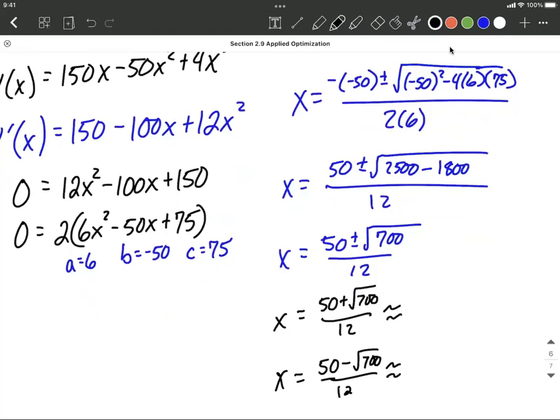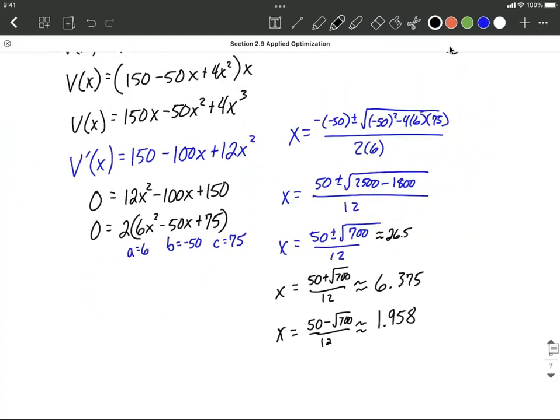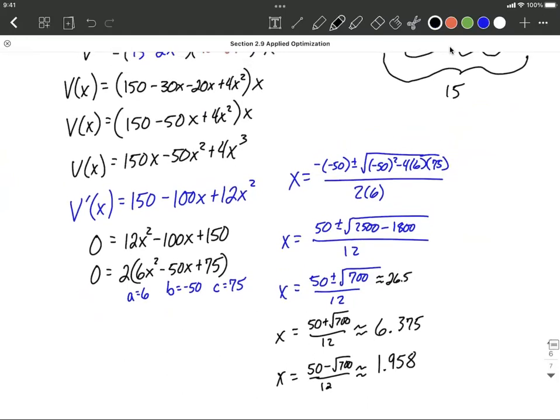All right, for the top one, where we're adding, I got this to be approximately 6.375. And on the bottom, I got about 1.958. When I did my computation beforehand, I may have approximated the square root of 700 as about 26.5, so I may have rounded too early. So these may be slightly different than what you get if you put it in your calculator at the very end, which you should be doing instead of rounding early. But we can still get the point across.